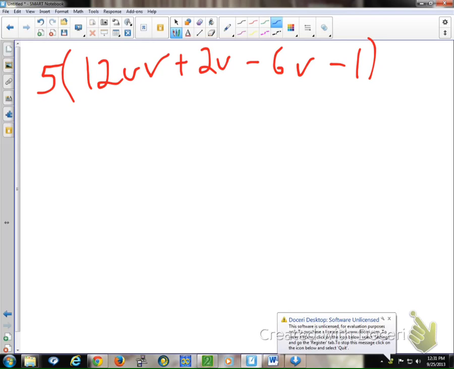Step 2, is it a quadratic? No. Step 3, is it a square or cube? No. Step 4, can we factor it by grouping? Yes. So we're going to bracket off the first 2.